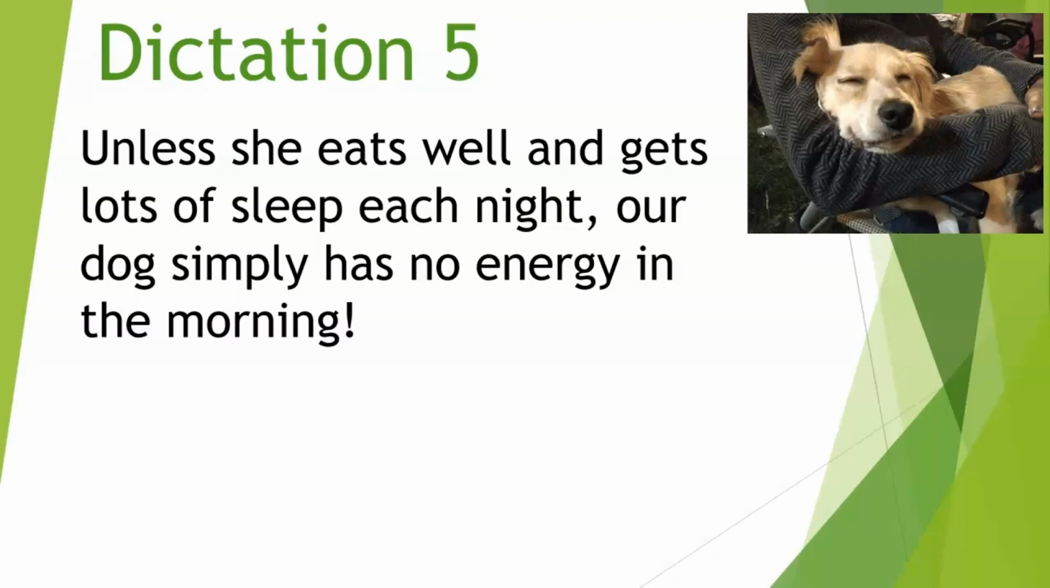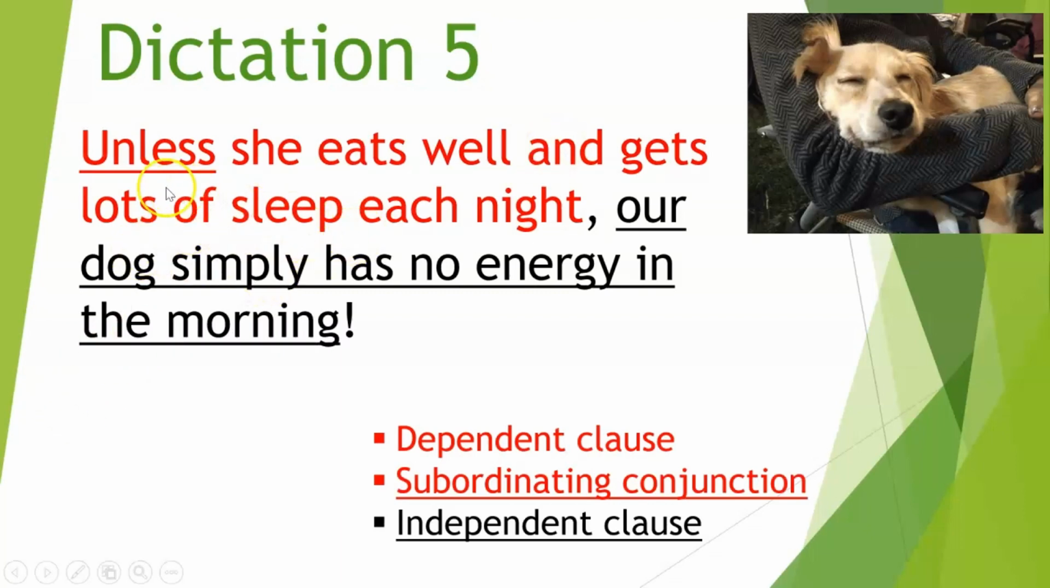Okay, so this again is a complex sentence. Pause the video and look for the parts, and then we'll take a look in just a moment. Okay, so here we've got this sentence beginning with the dependent clause: "Unless she eats well and gets lots of sleep each night." This is the dependent clause beginning with the subordinate conjunction, "unless." And then finally at the end, we've got our independent clause: "Our dog simply has no energy in the morning." So again, all of this together is a complex sentence with a dependent clause, a subordinate conjunction, and an independent clause.